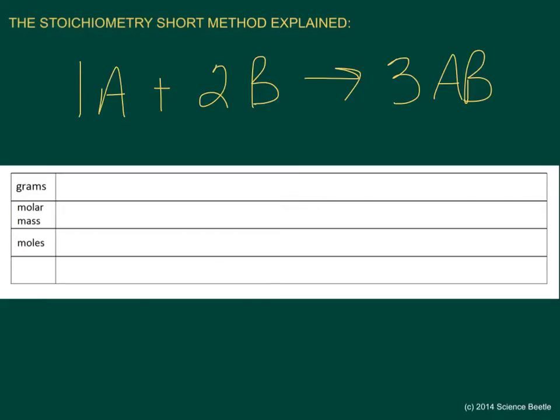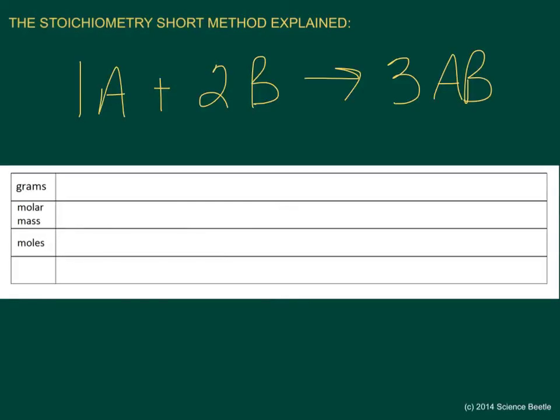So as you can tell, this is a synthesis reaction, so you're combining A and B to form a new compound, AB, on the right side. And so this type of reaction is useful for us, especially if we are given a certain amount of grams to begin with, or a certain number of moles.